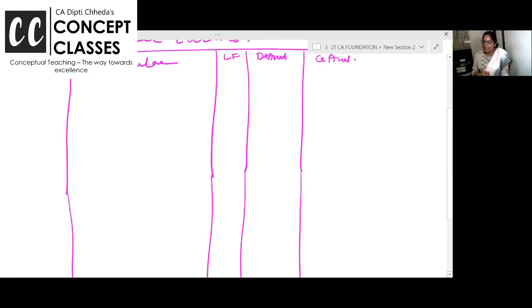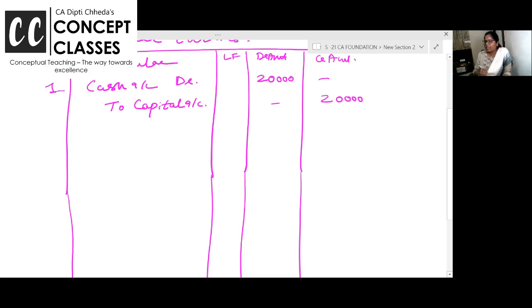X started a business with a capital of 20,000. So he has introduced the capital. Nothing is given for the bank. All the transactions in this problem are in cash, so we will route it through cash only. If they give a date, you write the date. You all now know how to pass journal entries. So let us start. Cash account debit to capital account, 20,000, 20,000. He has introduced the capital.